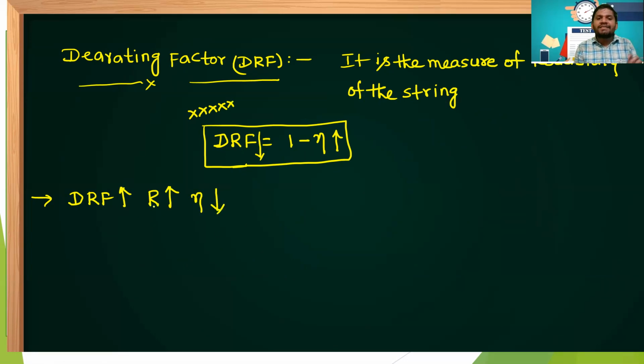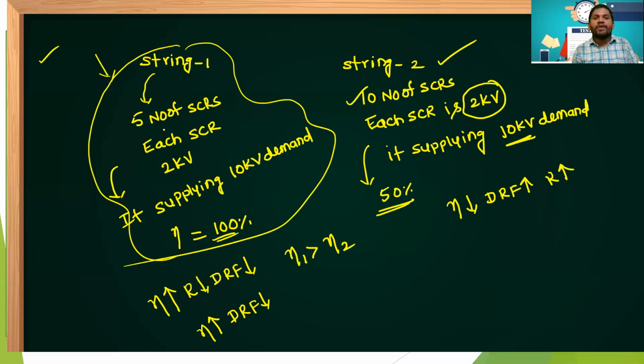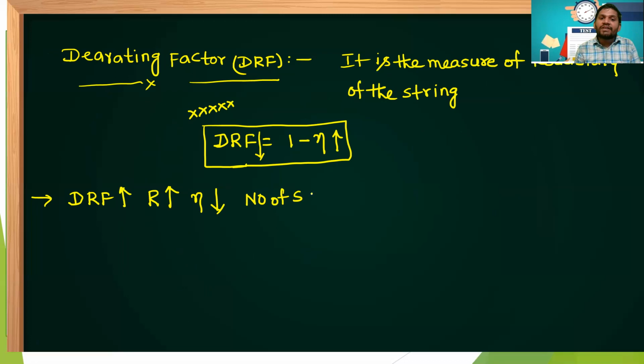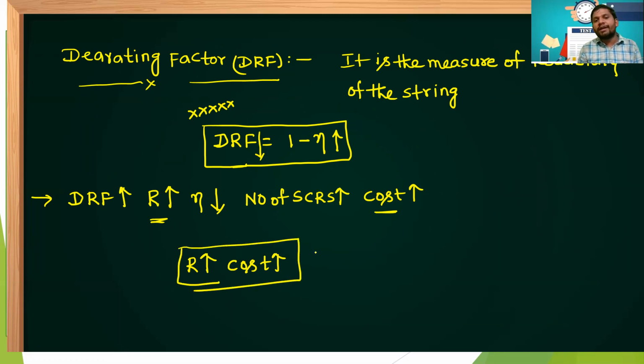But if you want to maintain a more reliable string, we want to maintain more SCRs. See the example, string 1 and string 2. Here 5 SCRs, but here 10 SCRs. Because of more SCRs, we are getting more reliability. Yes, sir. That means the number of SCRs increases. If the number of SCRs increases, students, the cost of the string also increases. That's why high reliability is associated with high cost. If reliability increases, we have to pay more cost.